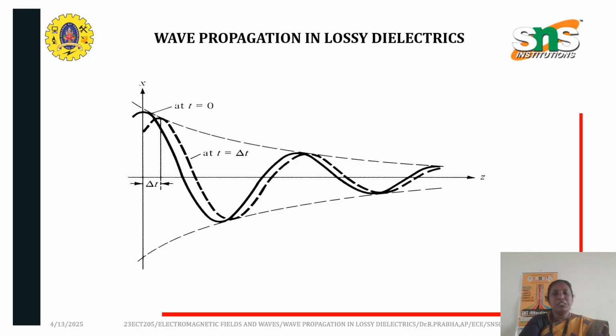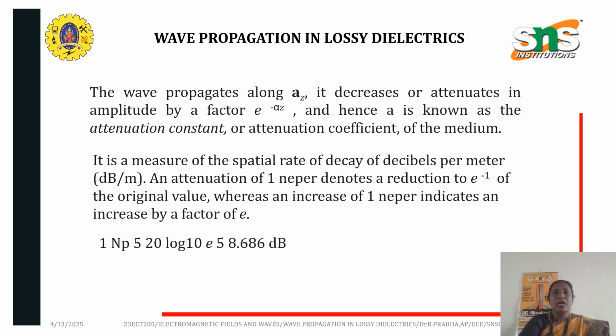The wave amplitude is initially high and then starts decreasing. The wave is dampening. The reason is it has the alpha value. When the electromagnetic wave is propagating through a lossy dielectric, it gets attenuated so that its amplitude decreases. The wave propagating along the z direction decreases, or is attenuated, by a factor e power minus alpha z, and alpha is known as the attenuation constant, or attenuation coefficient, of the given medium. It is a measure of the spatial rate of decay in decibels per meter, dB per m.